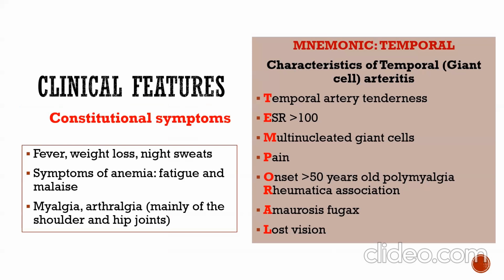Clinical features include fever, weight loss, night sweats, symptoms of anemia, fatigue and malaise, myalgia, and arthralgia, mainly of the shoulder and hip joints. The mnemonic for temporal arteritis is TEMPORAL. T means temporal artery tenderness. E means erythrocyte sedimentation rate more than 100. M is multinucleate giant cells. P is for pain, or onset more than 50 years old, and polymyalgia rheumatica association. A is amaurosis fugax and loss of vision.